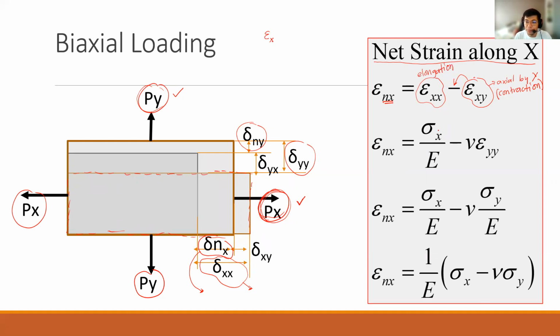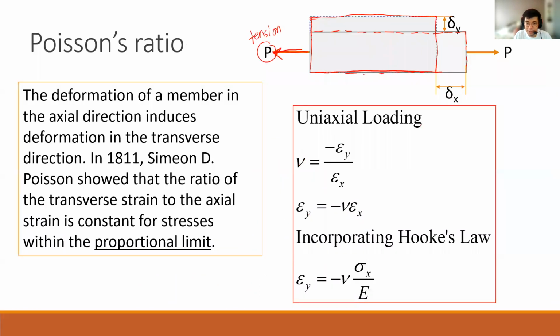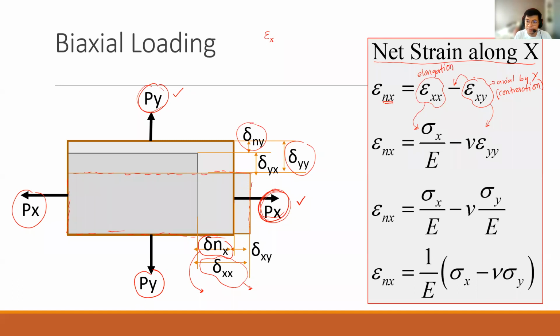Okay, so again, by the formula of the strain, you can have this one as this type. That would be sigma sub x divided by the modulus of elasticity. Okay, so again, this formula is coming from Poisson's ratio, as previously discussed. So this one is Poisson's ratio.